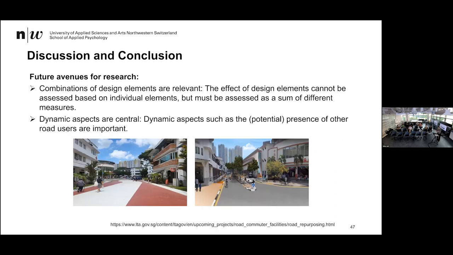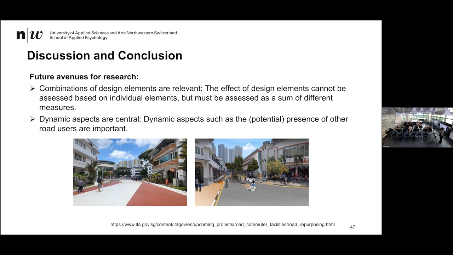What we have discussed also with our industry partners in those projects is that it would actually be interesting to really look at combinations of different design measures, so not just one measure. Here is an example from Singapore and Peru, which has been redesigned recently, if I'm seeing it correctly, and they're also combining different measures. And of course, the sum of these different measures matters.